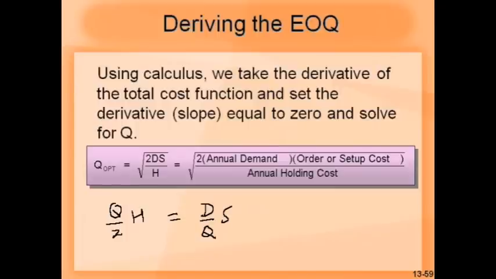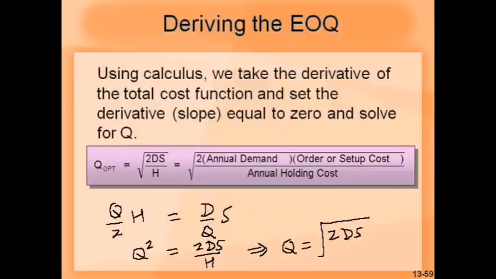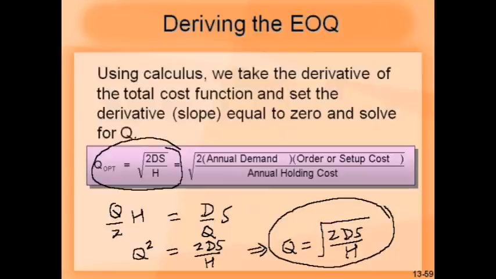So now if we solve for Q, if you take Q on the other side, we get Q square equals 2DS divided by H. And when you take square root on both sides, we get Q equals square root of 2DS divided by H. So that's the formula you can see given here. We will work on some problems related to this very soon.